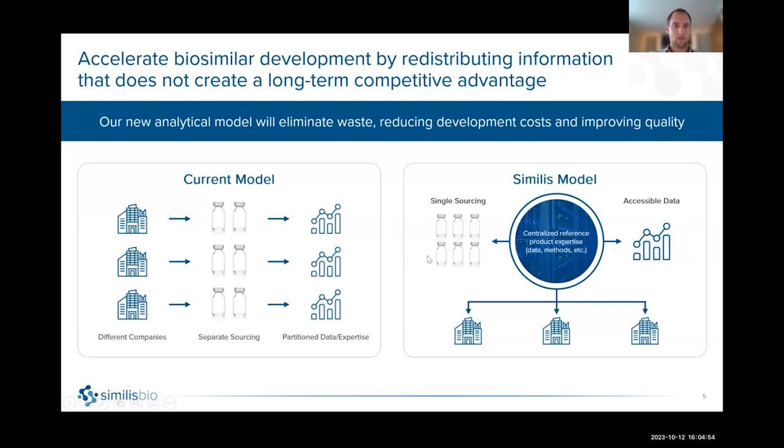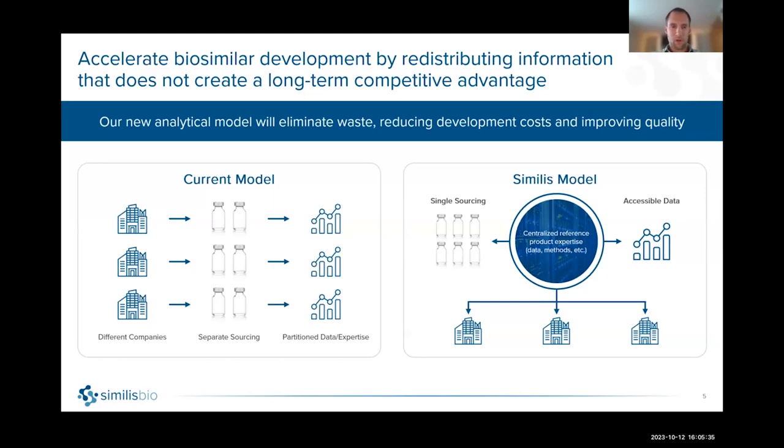And so what we wanted to do with Similis Bio was eliminate the waste that we were seeing in the analytical space by independently sourcing the reference product, developing analytical methods, and putting together data packages and analytical methods, and then selling those data and methods rather than selling services to recreate the same methods and data over and over again. So the idea was to eliminate waste, reduce development costs, and also improve quality, because by reducing waste, you can invest more time and effort and money into developing high quality methods and high quality data packages, which can be sold at lower cost than doing the services directly if we sell them multiple times.